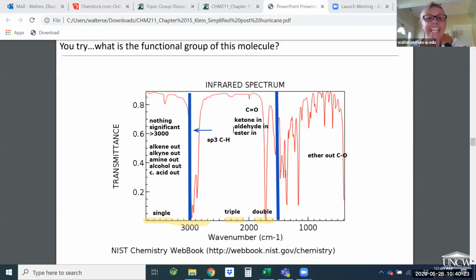Okay. So any of these answers, ketone, aldehyde, or ester, would be correct at this point. If you had been told previously that this compound contains only a single oxygen atom, then the ester would be out because esters have 2 oxygens.